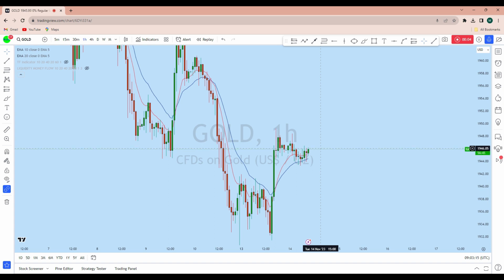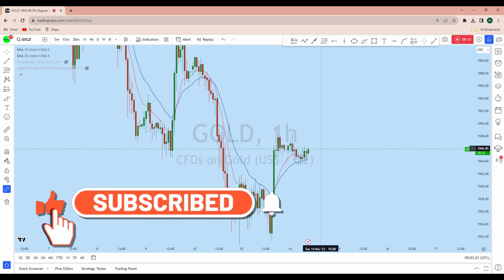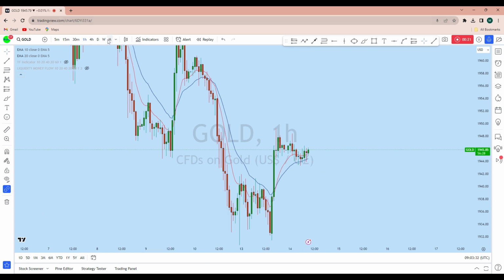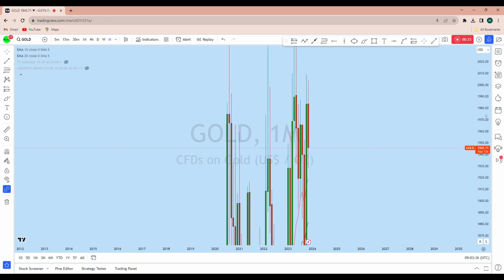Looking at gold currently from the 1 hour chart, we see that gold is gathering liquidity from this significant level of support, and we could see another movement on gold. Now, before we discuss how we can trade in this situation, first of all, let's quickly look at the bigger picture, starting with the monthly time frame to see the overall picture in the market.